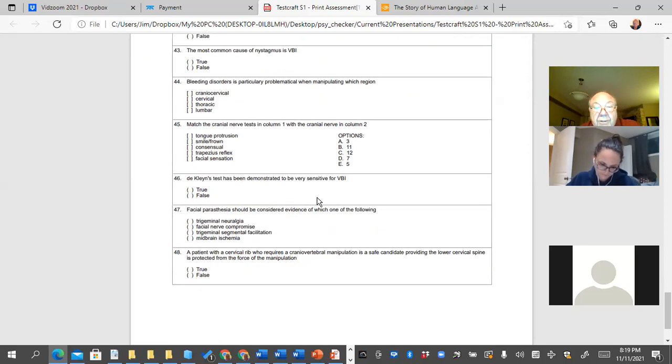46. The client's test has been demonstrated to be very sensitive for VBI, true or false? True. The problem is it's very debatable one way or another. I've actually changed that question to specific because of this. So if your positive is dizziness, then it probably is very sensitive for VBI. The trouble is it's really not sensitive for VBI, it's sensitive for anything that produces dizziness.